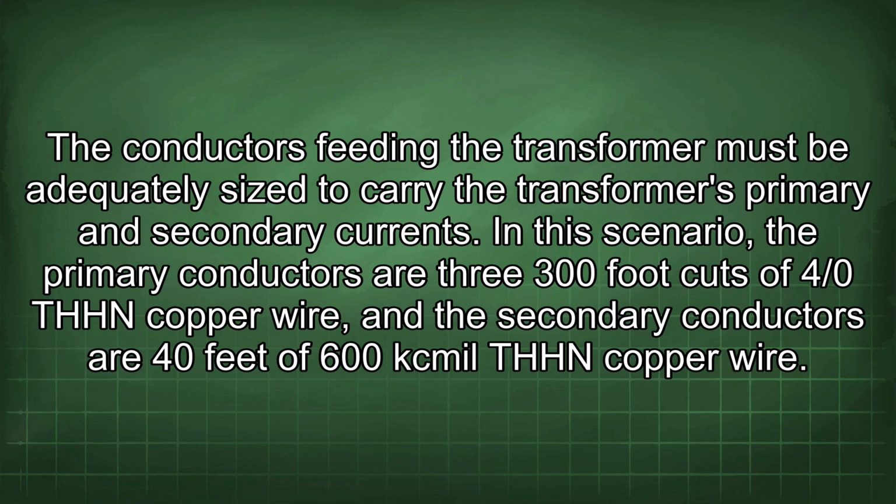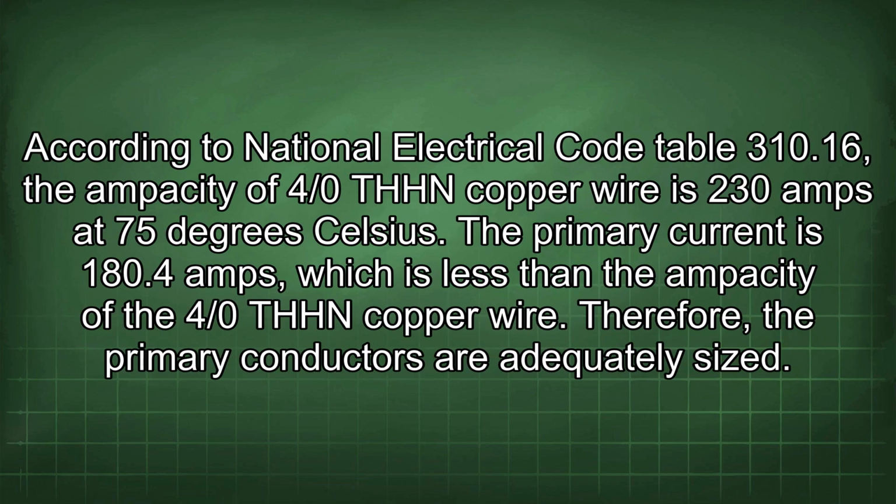In this scenario, the primary conductors are 300-foot cuts of 4/0 THHN copper wire, and the secondary conductors are 40 feet of 600 kcmil THHN copper wire. According to National Electrical Code Table 310.16, the ampacity of 4/0 THHN copper wire is 230 amps at 75 degrees Celsius. The primary current is 180.4 amps, which is less than the ampacity of the 4/0 THHN copper wire. Therefore, the primary conductors are adequately sized.